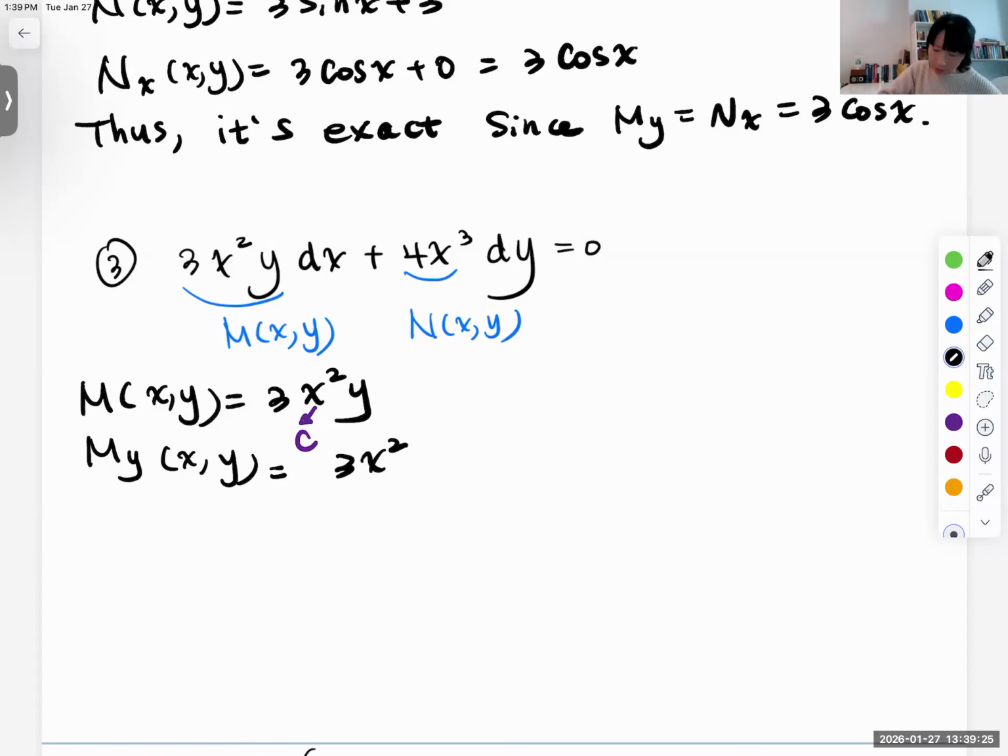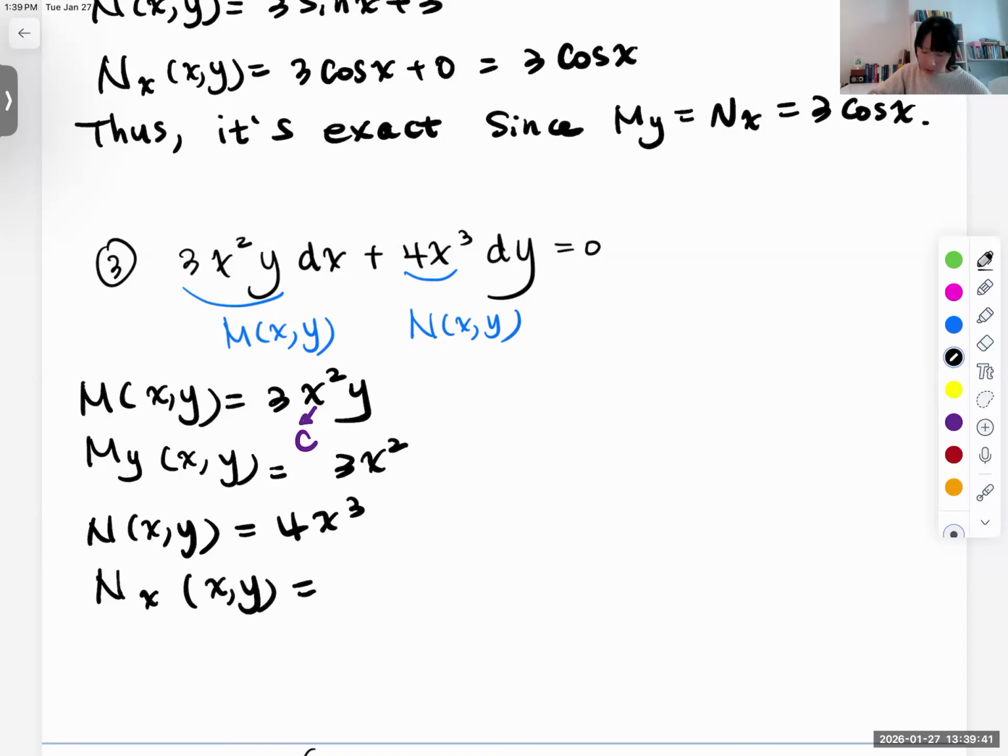Okay, now we have N equal to x to the third power, and then the derivative with respect to x, so N of xy gives 12x to the second power, right? So they don't match. They don't agree, right? So it's not exact.